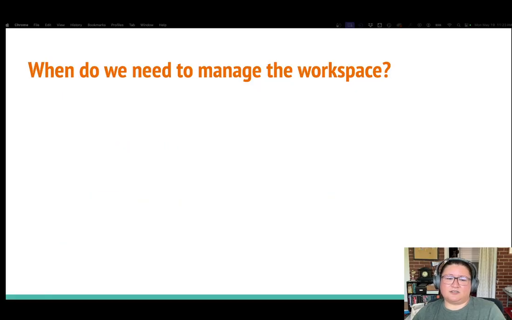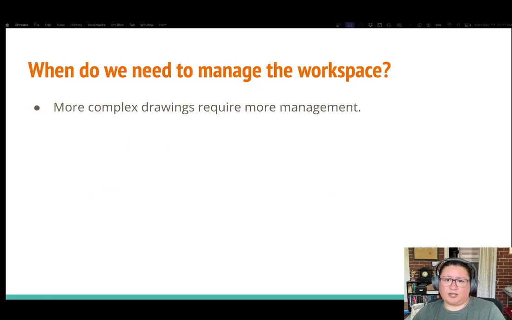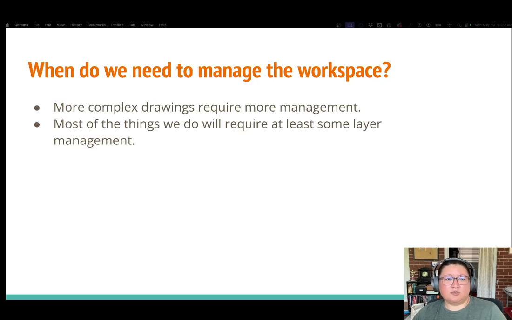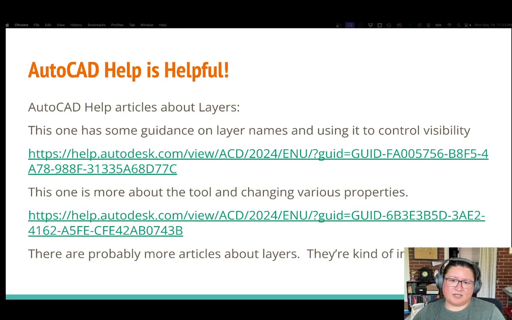We're going to need to manage the workspace pretty much all the time. So any somewhat complex drawing will require some layer management. Most of the things that we do are going to fall into this category, so we should just get used to it.